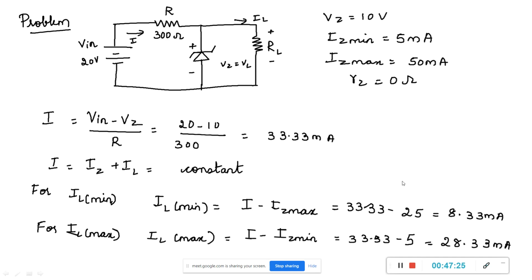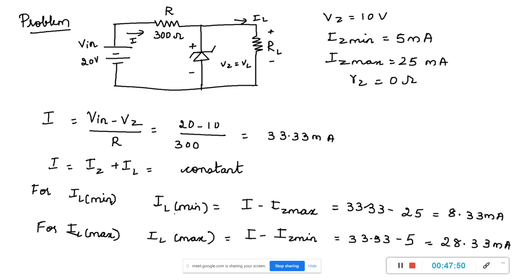Okay, so this one, students, here it is 25. So now it is correct. Here Iz max is 25 milliamps, giving 8.33. Iz min is 5 milliamps. We get 28.33. So in this way, we need to find out the IL min and IL max.